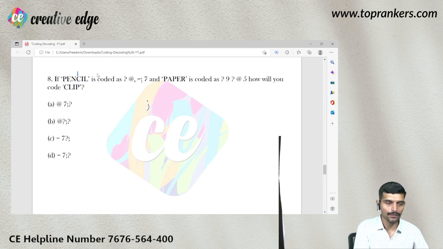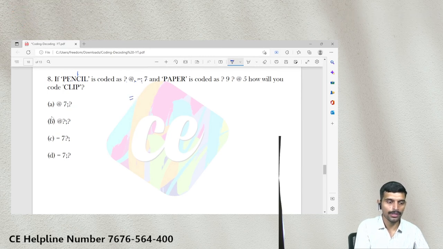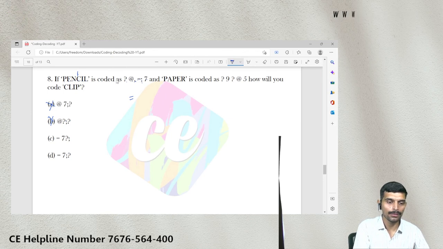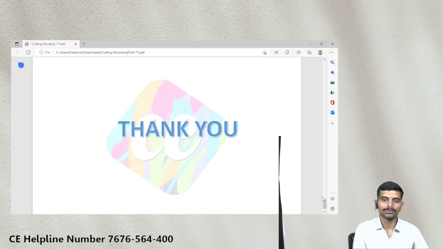First, second, third, fourth. C should start with equal to, not semicolon, but equal to. I can eliminate option A and B. Then L. L is 7. So I have 7 in both C and D. Then I. I will make the difference. And I is semicolon. And semicolon is with option D. So my answer will be option D.